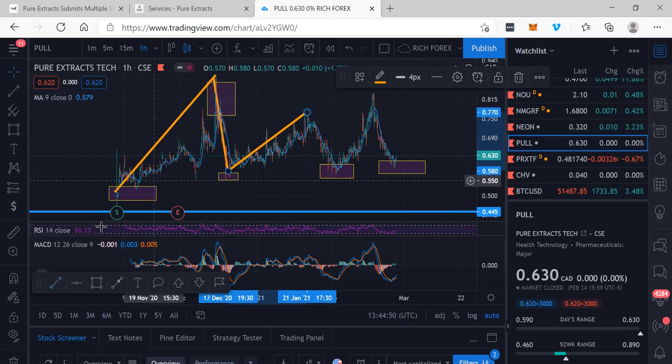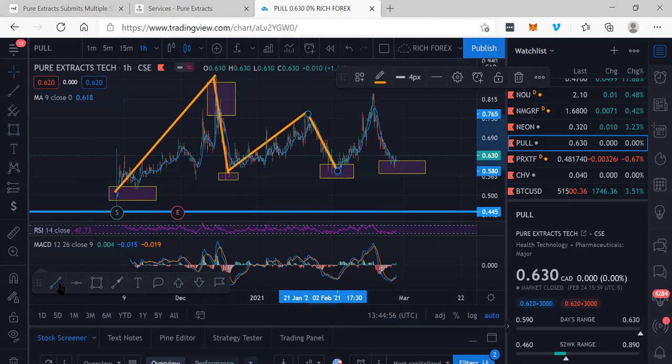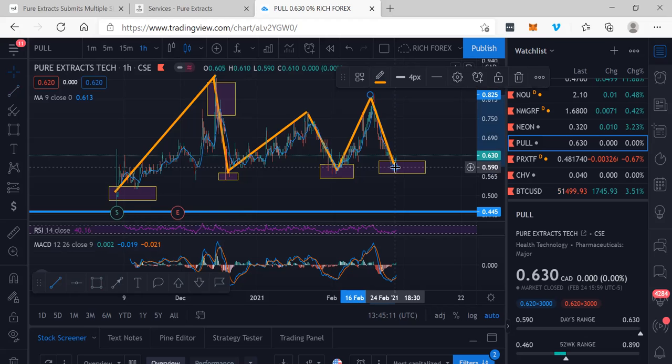to 77 cents. Then we saw it come down again to this buying zone, 58 cents. Then we saw it go up again from 58 cents to 82 cents. Then we just recently saw it come down again from 80 cents all the way back down to 58 cents. And they're back in the buy zone, and then they bounce back up to 63 cents.